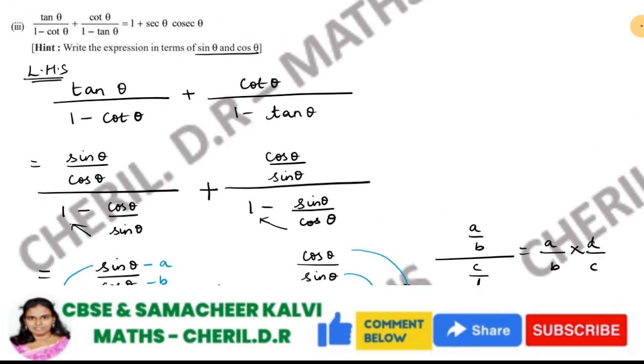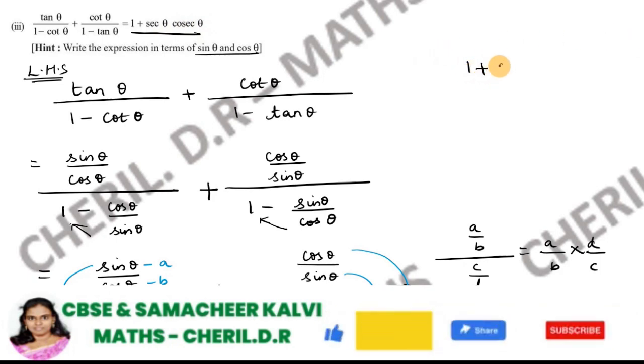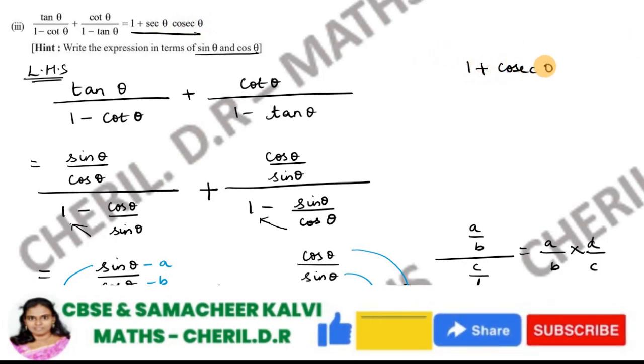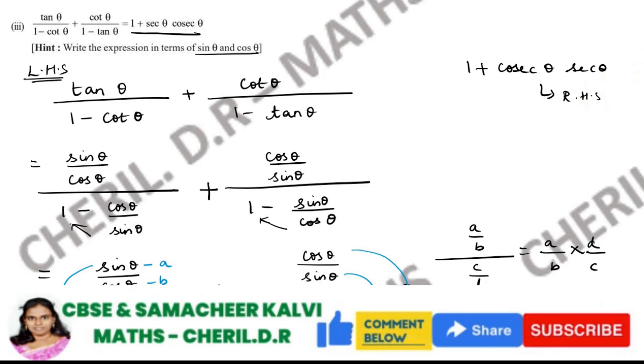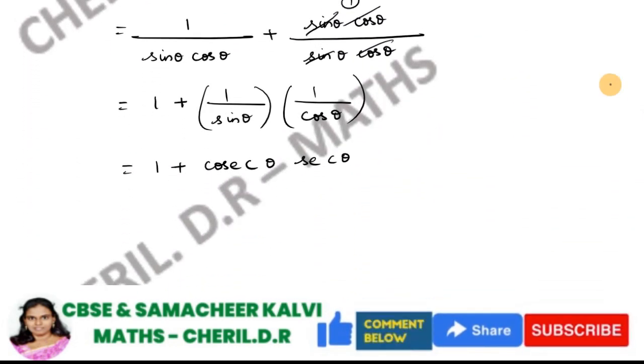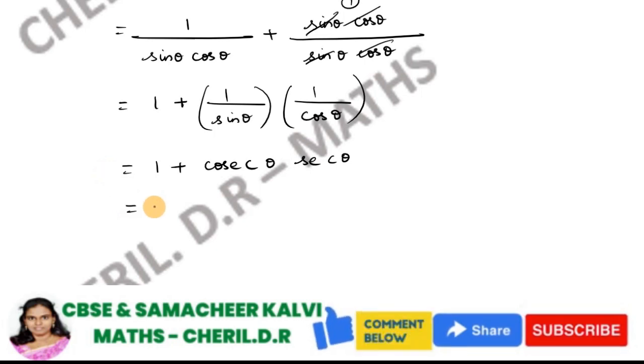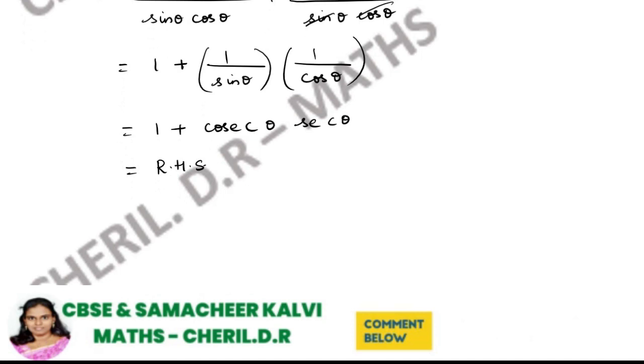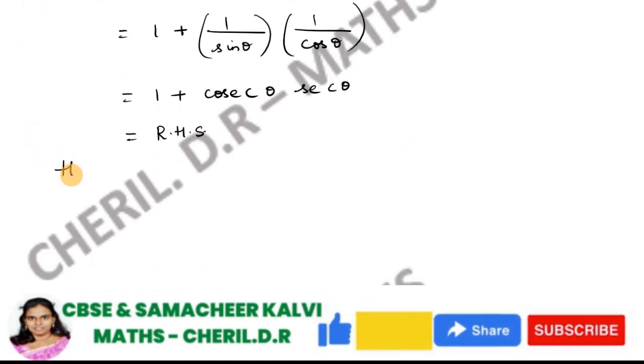Look into the question here. Our right hand side is 1 plus secant theta into cosecant theta. We got 1 plus cosecant theta into secant theta. See, both are the same, right? So this is the same as the right hand side. Thus we have proved the left hand side equals the right hand side, and hence we have proved it.